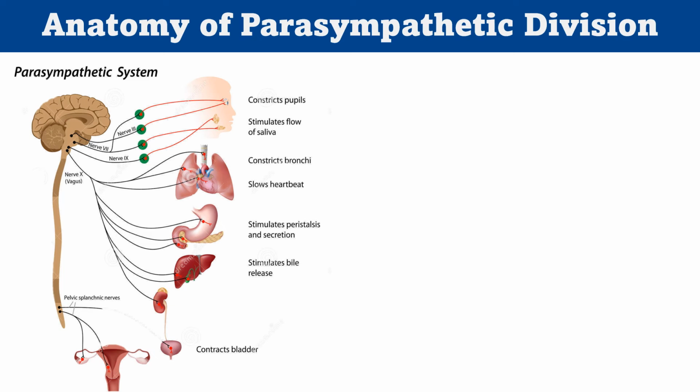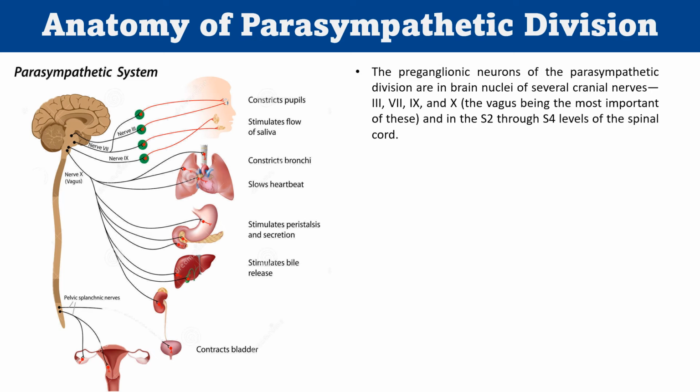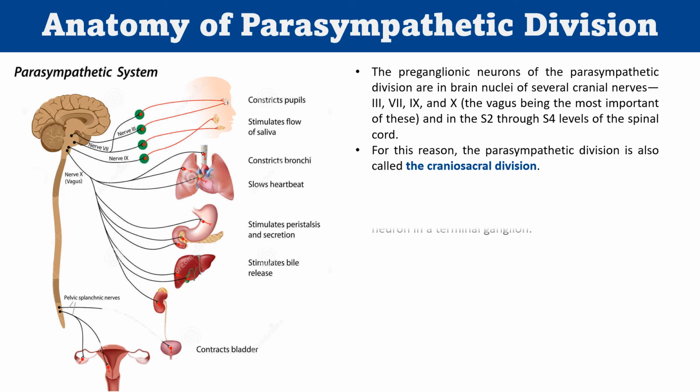Anatomy of the parasympathetic division. The preganglionic neurons of the parasympathetic division are in brain nuclei of several cranial nerves: number 3, 7, 9 and 10, the vagus being the most important of these, and in the S2 through S4 level of the spinal cord. For this reason, the parasympathetic division is also known as the craniosacral division.